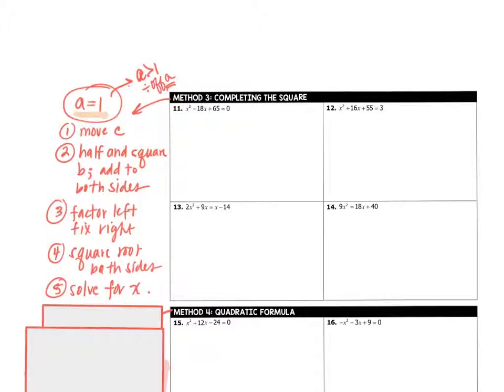So to complete the square, you want to move c, half and square b, add that number to both sides, factor the left, fix the right, square root both sides, don't forget your plus or minus, and then solve for x.